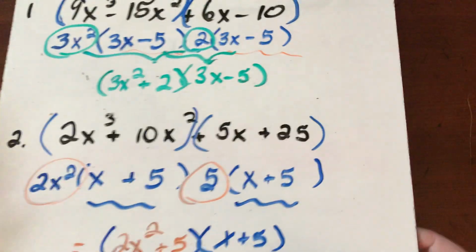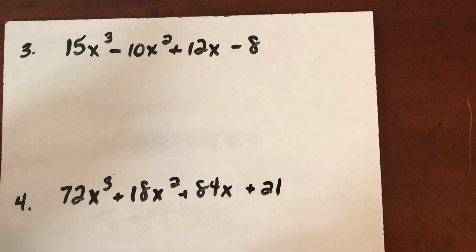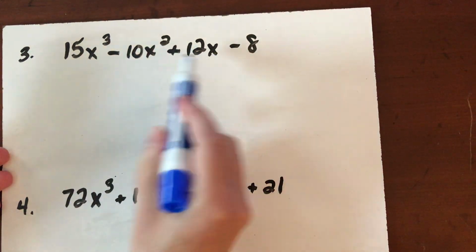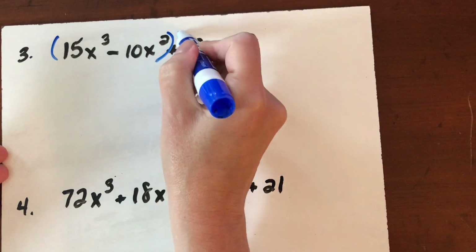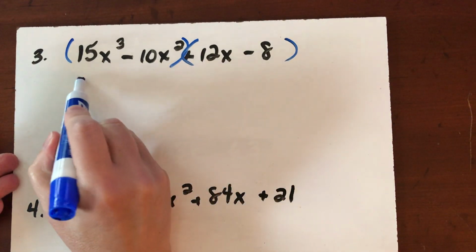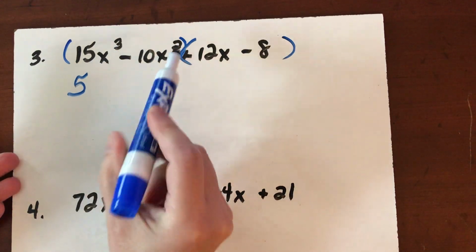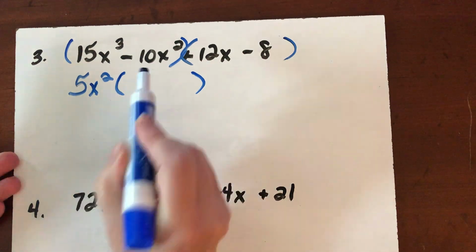Okay? All right. Let's look at a couple more. All right, so let's look at number 3. Now, if I group them, am I going to have a common factor, GCF? Yep. So I'm going to group these 2 together. I'm going to group those 2 together. Now, what's the GCF of 15 and 10? Well, 5. What about x cubed and x squared? Well, x squared.